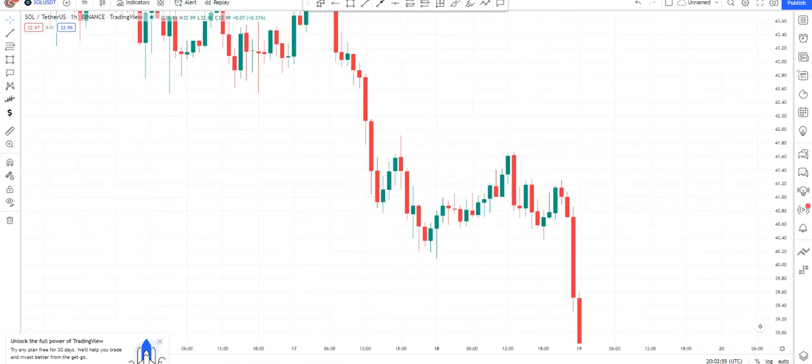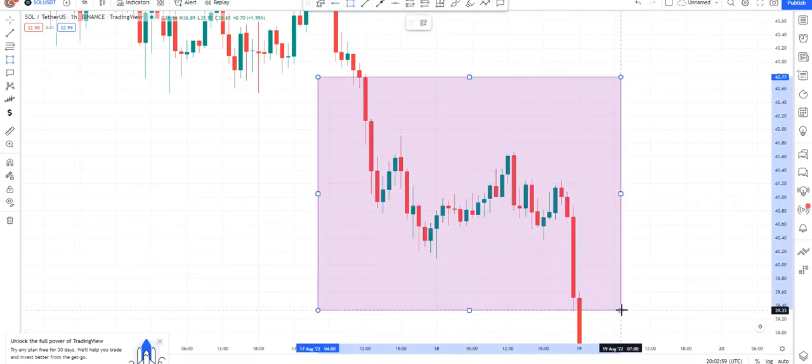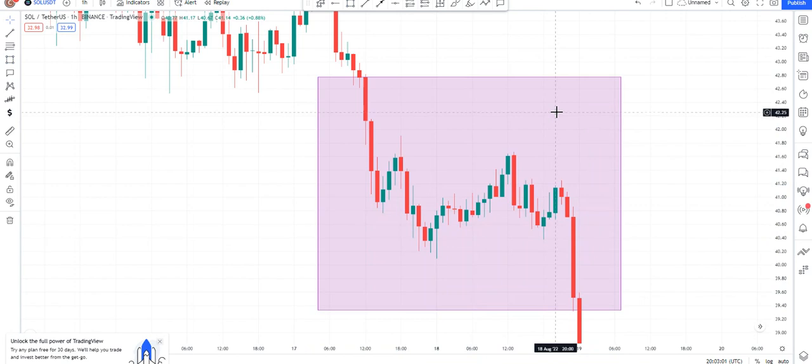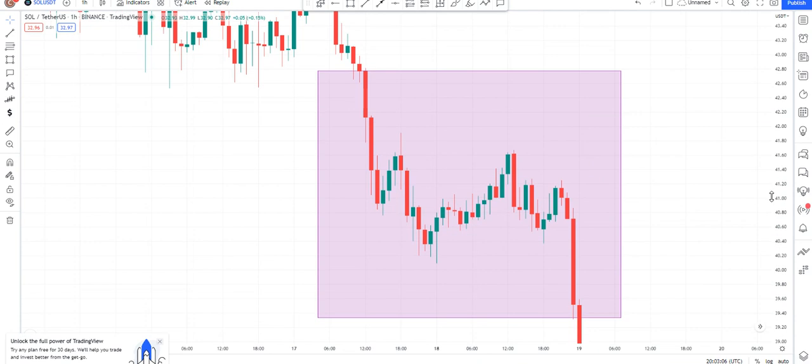So can somebody identify the mitigation block inside this box? Can somebody just identify it by looking at the chart? Anybody want to try?